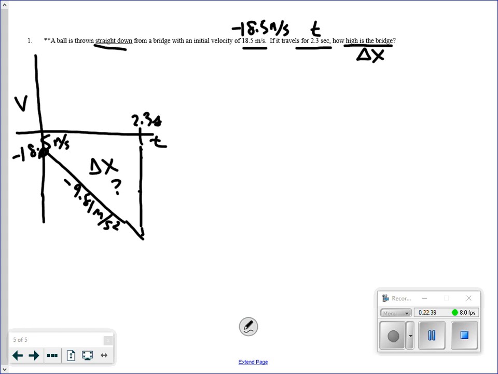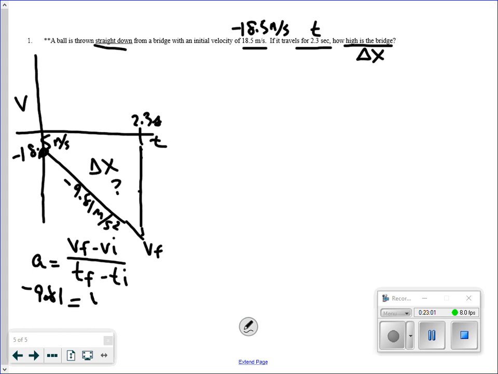What I do need to know is the final velocity down here. So let's start with that, shall we? All right, as usual, let's start with acceleration. Acceleration equals the slope of the line. The slope of the line is rise over run. There we go. Negative 9.81 over here.